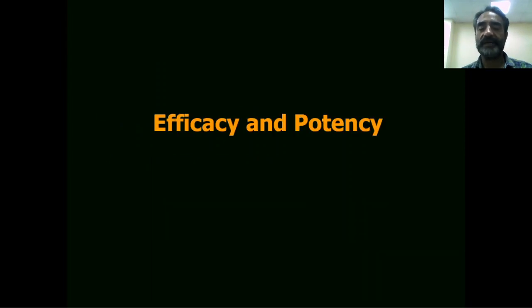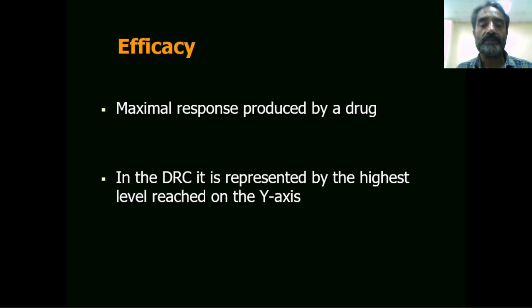Now we define efficacy and potency. What is the efficacy of a drug? Simply, it is the maximal response produced by a drug, irrespective of the dose. In the dose response curve, it is represented by the highest level reached on the y-axis, that is, when you have reached the plateau. That highest point gives us the efficacy of the drug.